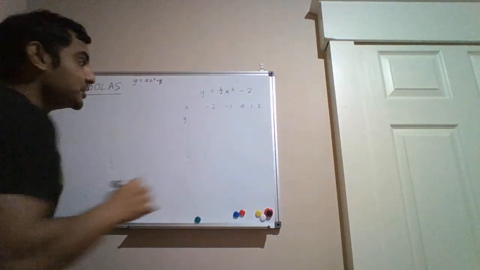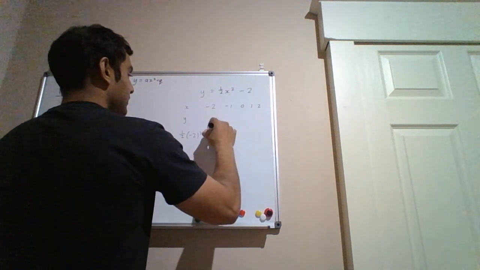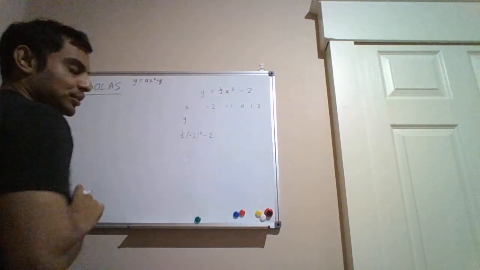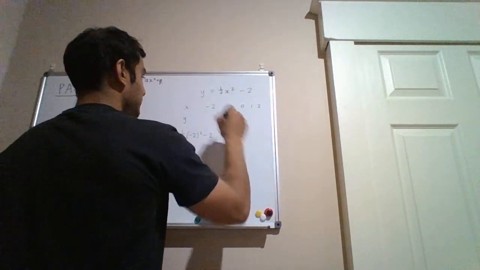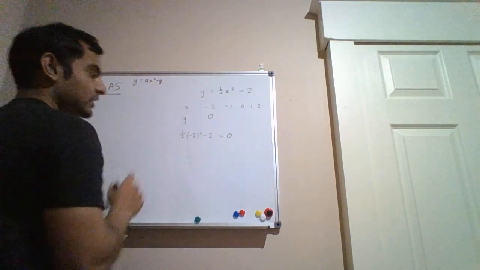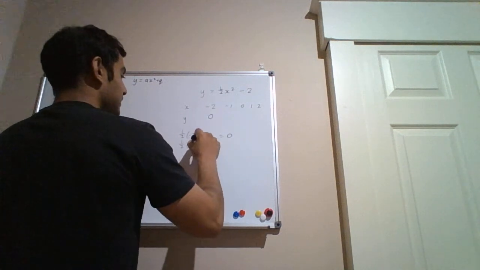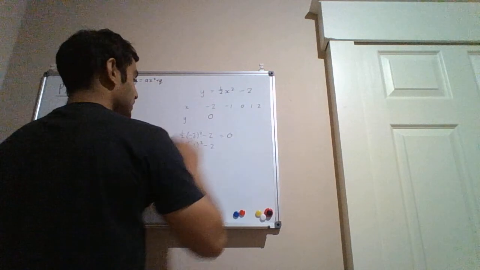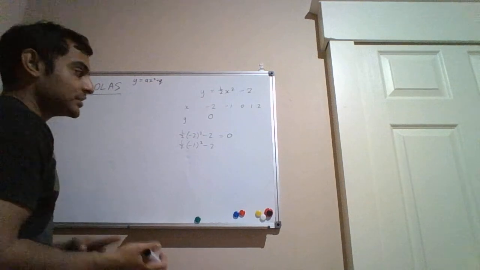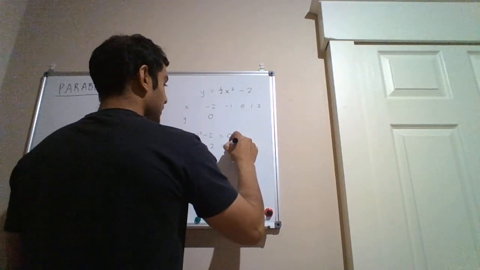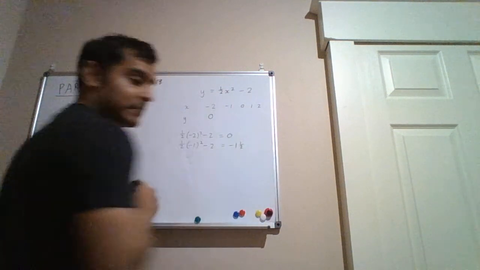So substituting minus 2 into this equation, we get a half times minus 2 squared minus 2. Minus 2 squared is 4, times a half is 2, minus 2 is 0. Next we'll use minus 1. So substituting it into this equation, it's a half times minus 1 squared minus 2. Minus 1 squared is 1, times a half is a half, minus 2, it's going to be negative 1.5.